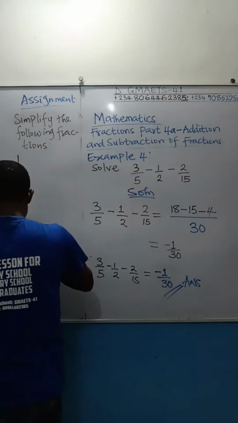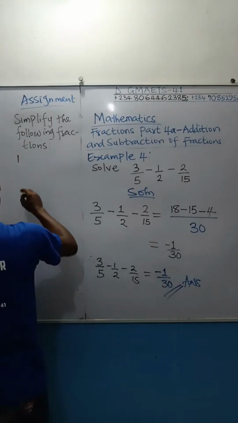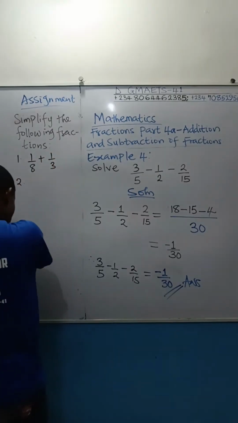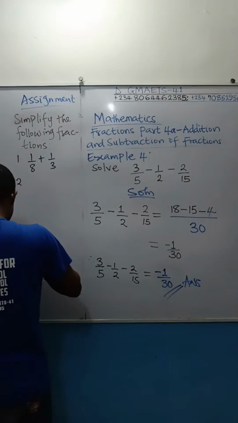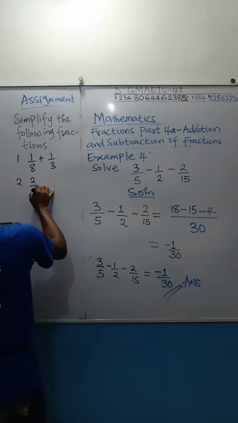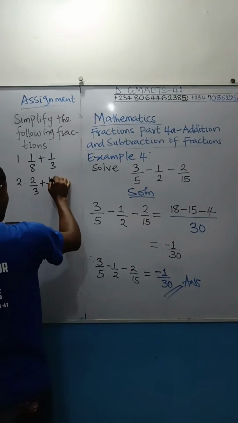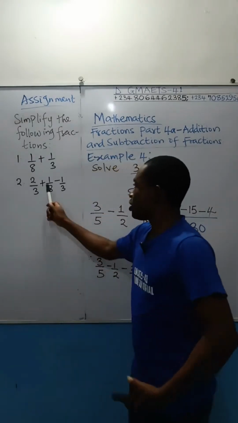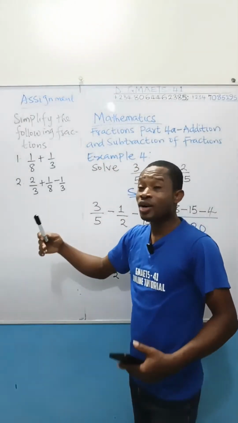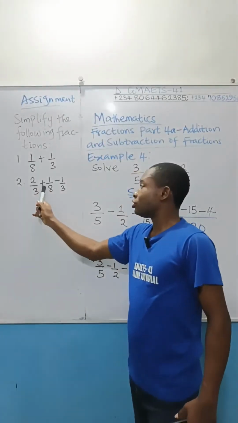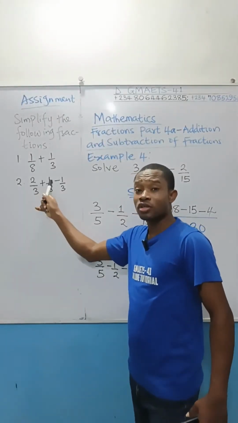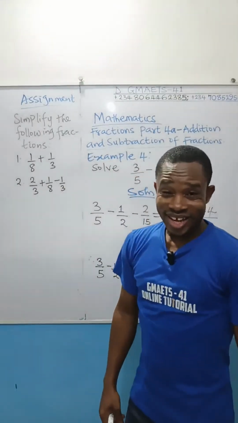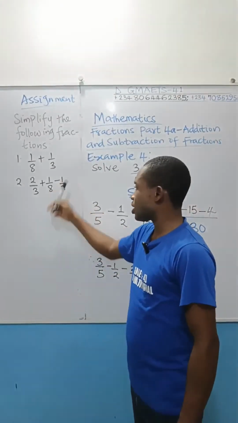Question number 1: 1/8 plus 1/3. Question 2: 2/3 plus 1/8 minus 1/3. So you see, here you have plus, here you have minus. So you follow it in that way. When you are done with this fraction, to move on to this one, you fix plus. When you are done with this, to move on to this fraction, you fix what? Minus. Is that clear? So solve these 2 questions.